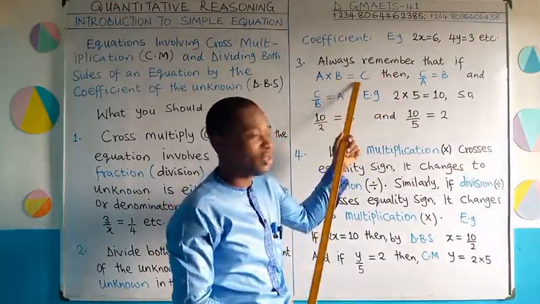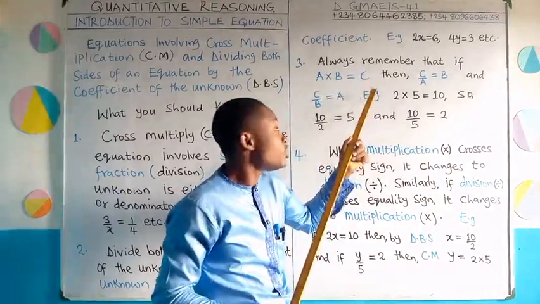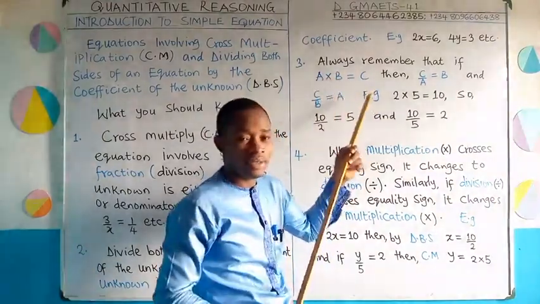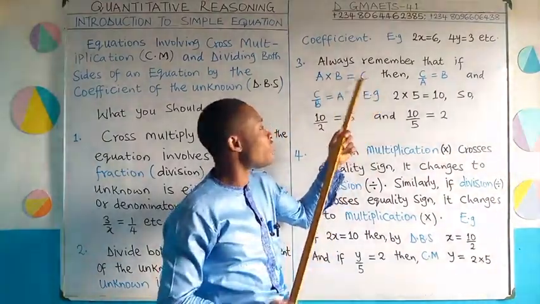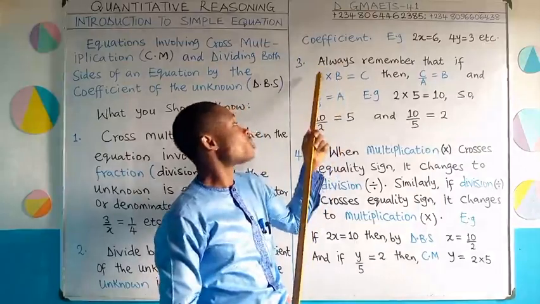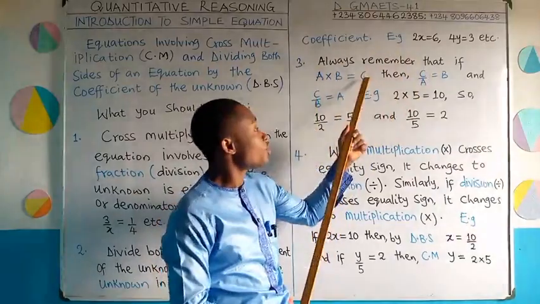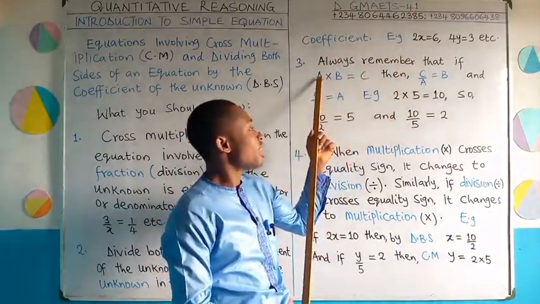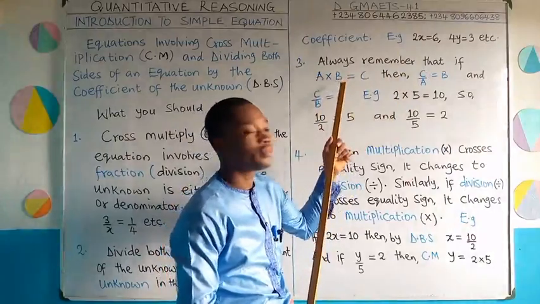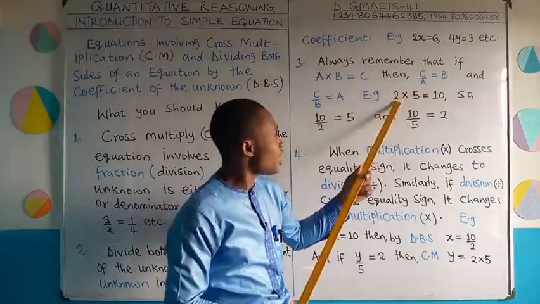A times B equal to C, for example. C is now the answer of A times B. Therefore, if you do C divided by B, the answer it will give you will be A. And if you do C divided by A, the answer it will give you will be B. That is it. Now let us consider an example here quickly.